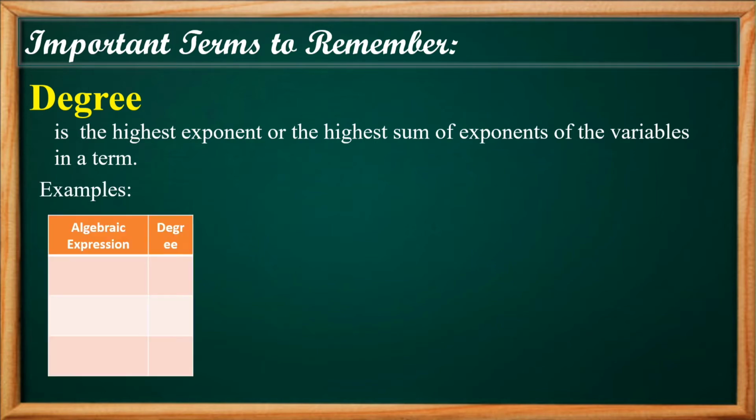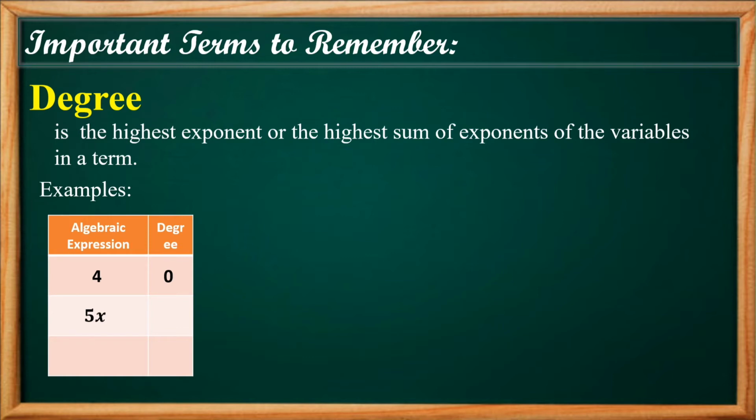Example tayo. We have here the algebraic expression which is 4. Then the degree. Now, observe. Meron bang variable ang 4? Since wala siyang variable, then the degree is 0. Kasi ang condition is the degree is the highest exponent or the highest sum of exponent of the variable. Dapat meron siyang variable. Wala man tayong variable, then it is 0.